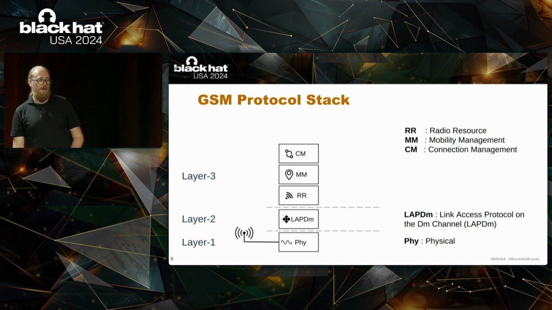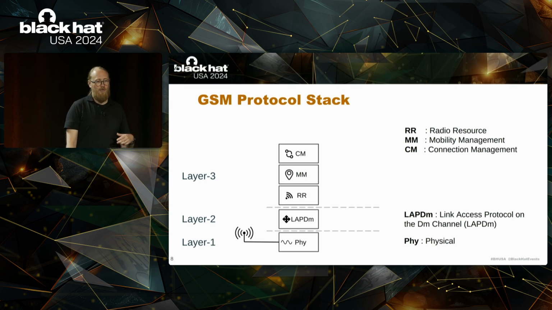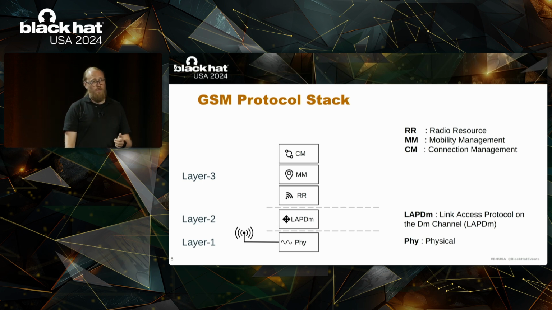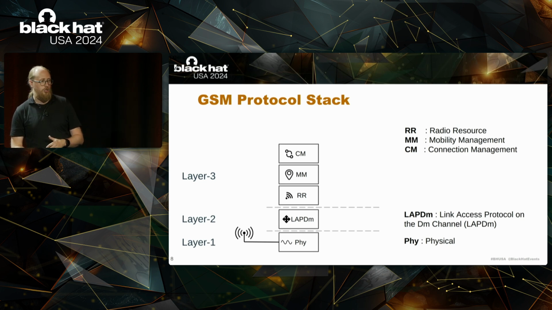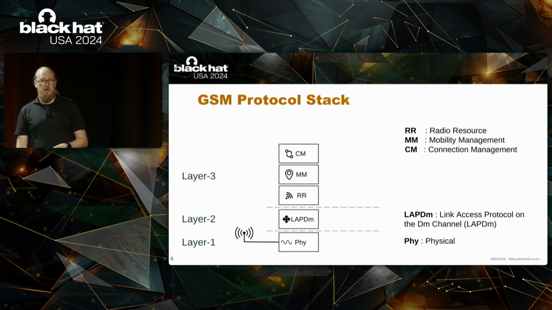And layer 3 is what basically makes a phone. So all the things you would expect a phone to do. There is a radio resource management sublayer, which is responsible for dealing with the radio channel. There's a mobility management sublayer, which holds, for instance, information about the network and the network name and so on, and a connection management sublayer, which provides the actual phone functionalities.